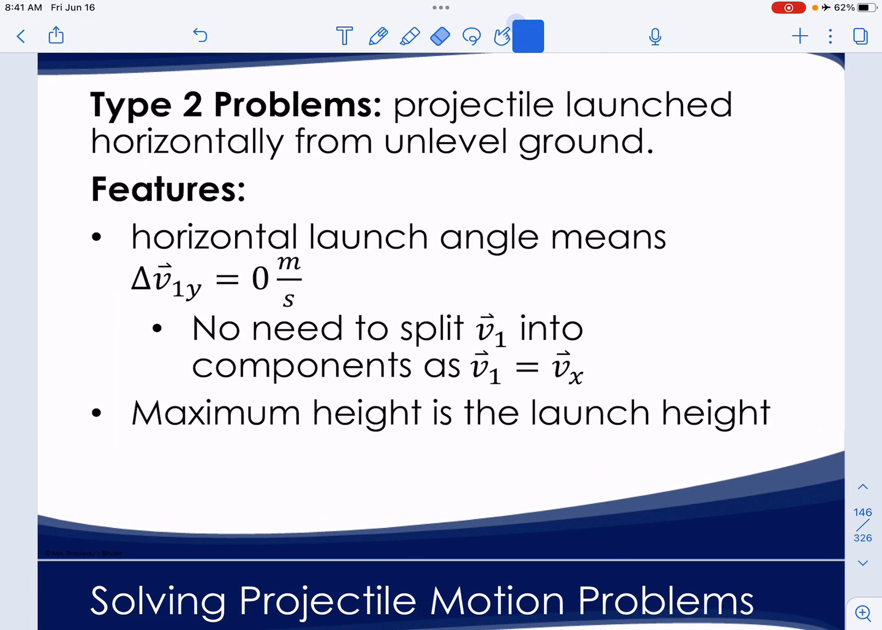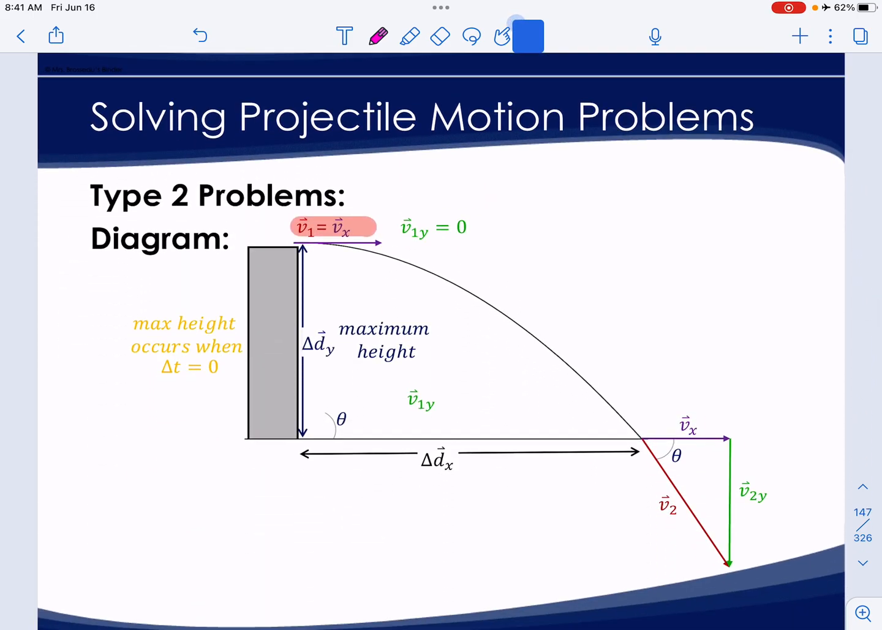The horizontal launch angle is 0. So it's launched horizontally from unlevel ground, which means there is no angle, which means there is no y component. If you go like this, there's only an x component. There's no y component to your velocity, so there's no need to split v1 into its components. v1 is equal to vx. The maximum height is the launch height, so the maximum height is going to be where it's launched.